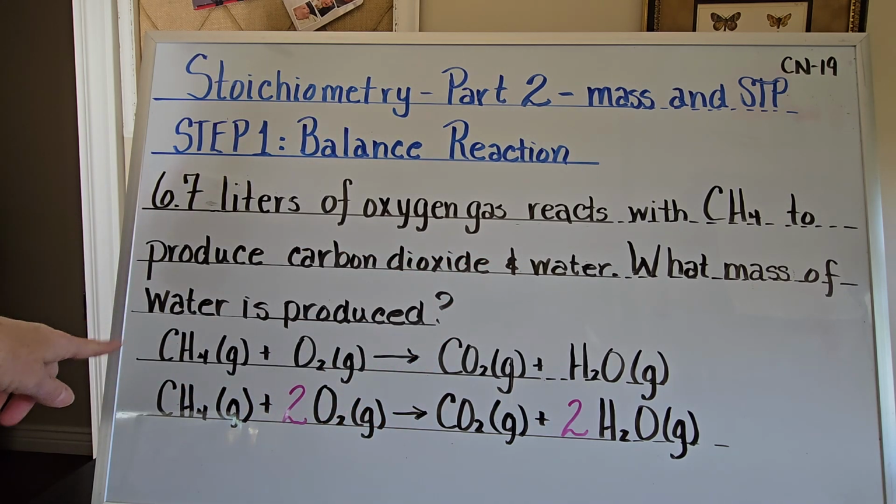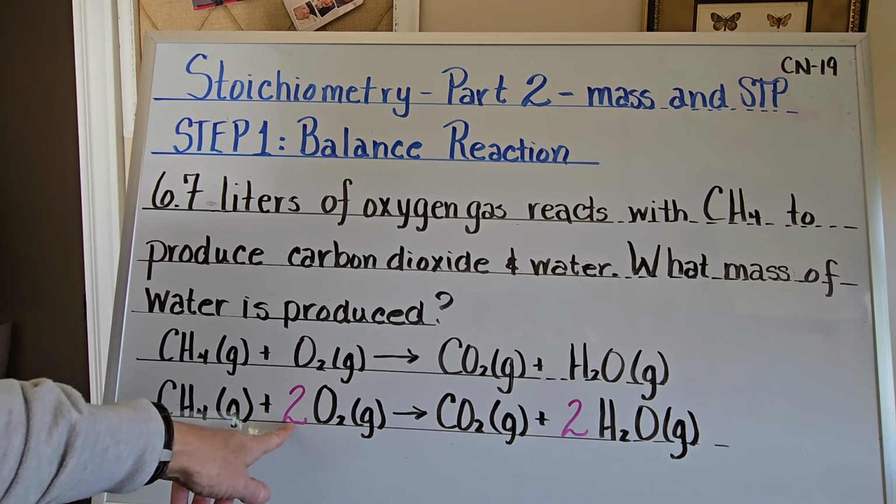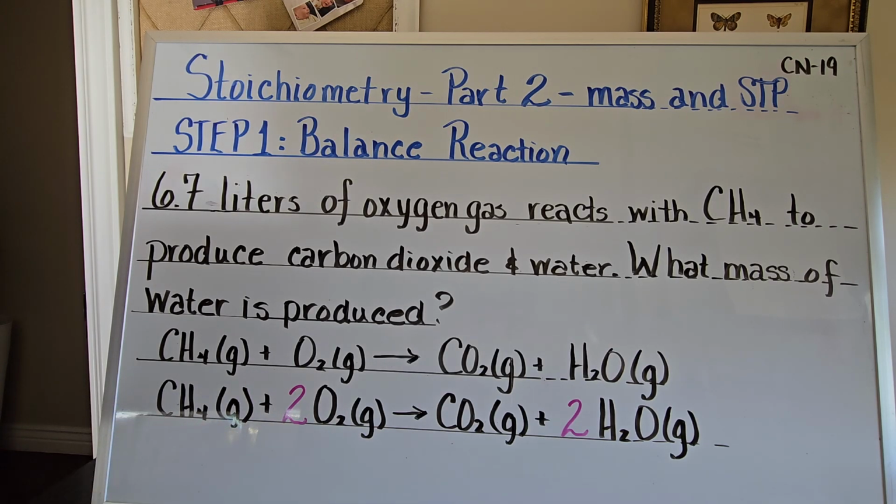Now, this first reaction is not balanced. If I have to, I will go back to class notes 17 and look at how to balance chemical reactions. I've already done that. I went ahead and put the new coefficients for both oxygen and for water. And now this chemical reaction is balanced, and I can go ahead and use that chemical reaction when solving my stoichiometry problem.